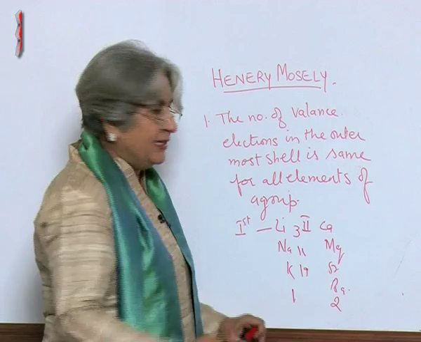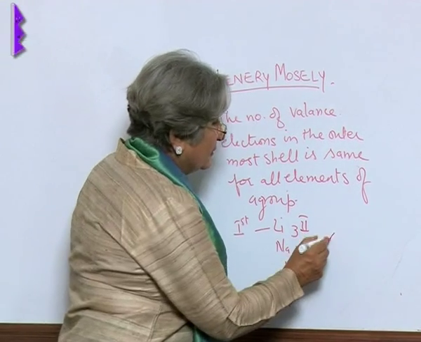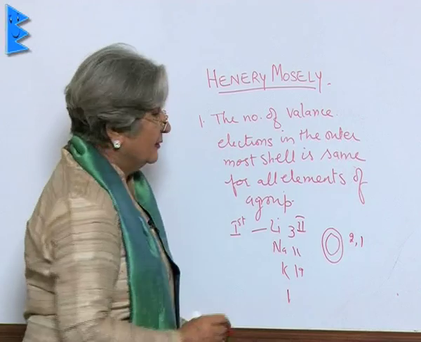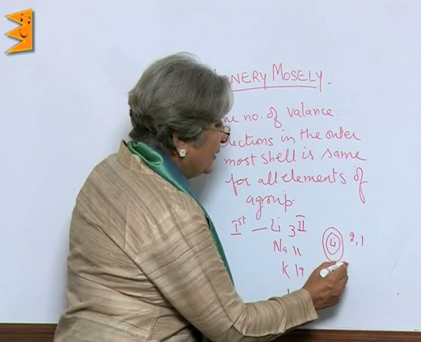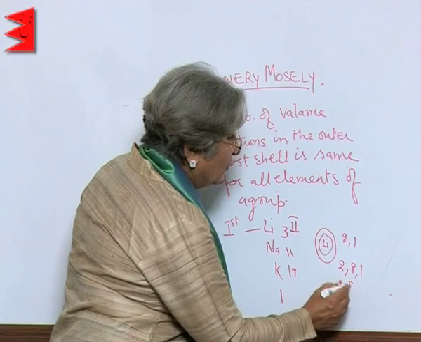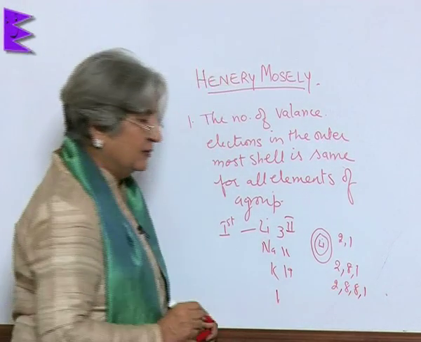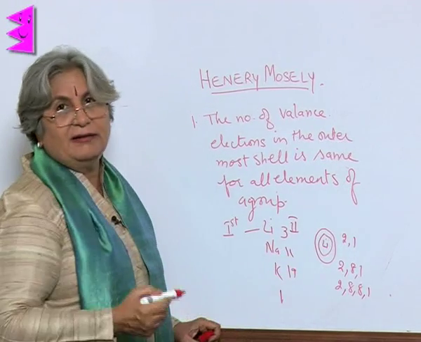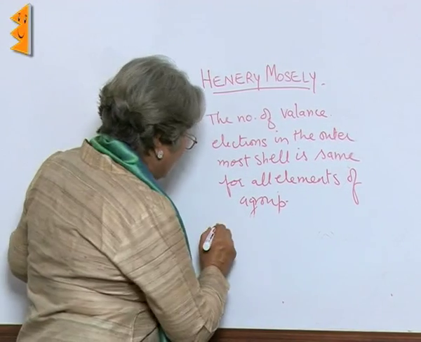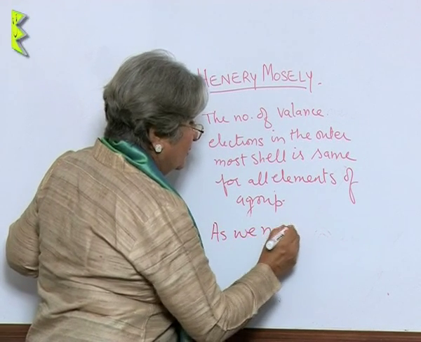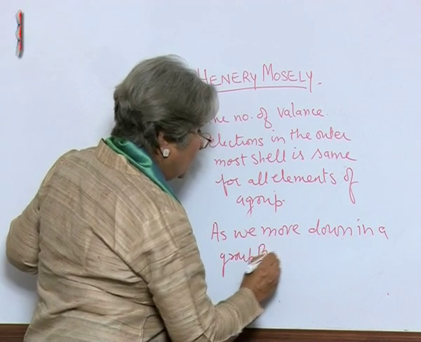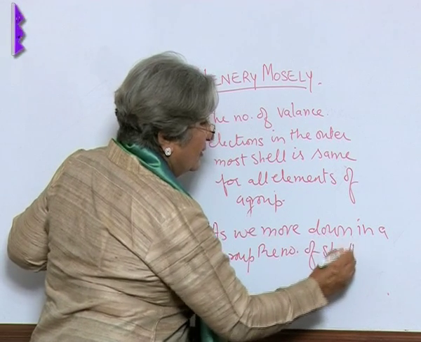So, obviously in the case of lithium there will be 2 shells K and L, arrangement will be 2 and 1. In the case of sodium it will be 2, 8 and 1, shells are 3. In the case of potassium it will be 2, 8, 8, 1. So, the number of shells keeps on increasing. So, the next point will be, as we move down in a group, the number of shells keeps on increasing.